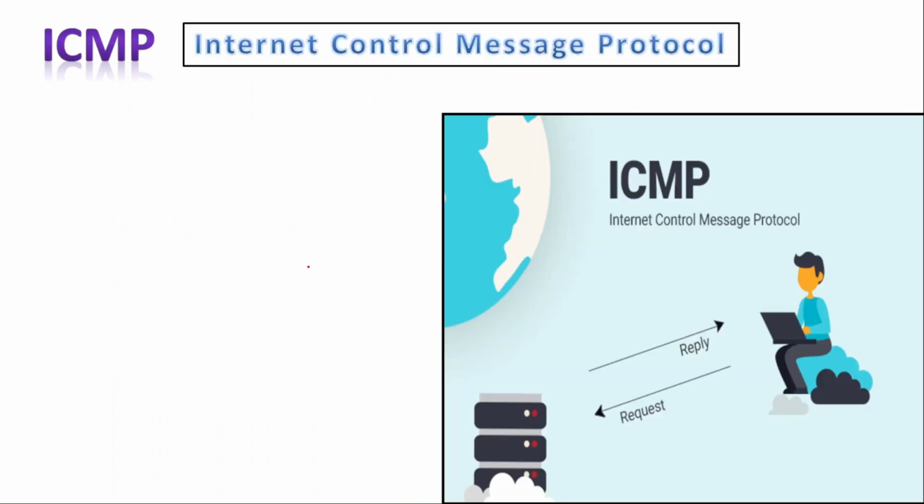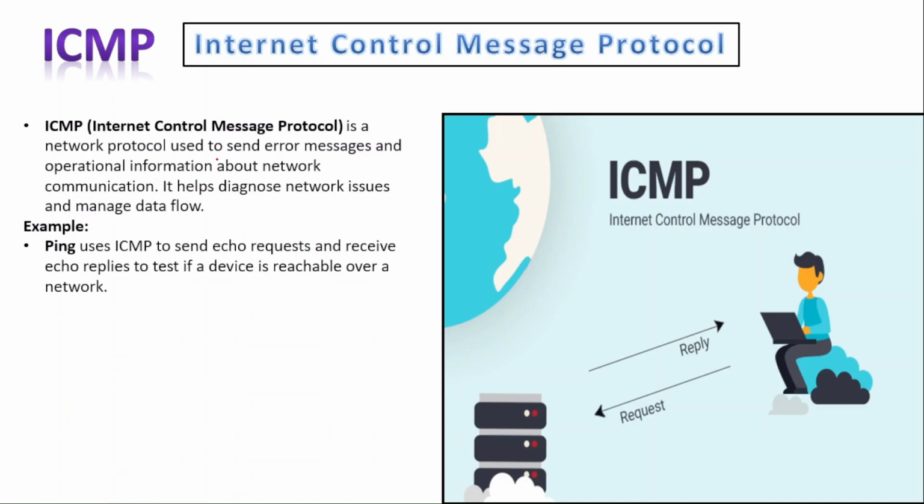ICMP, that is Internet Control Message Protocol. ICMP, Internet Control Message Protocol, is a network protocol used to send error messages and operational information about network communication. It helps diagnose network issues and manage data flow. Example: Ping uses ICMP to send echo requests and receive echo replies to test if a device is reachable over a network, as seen here.